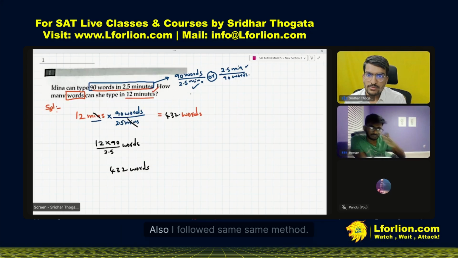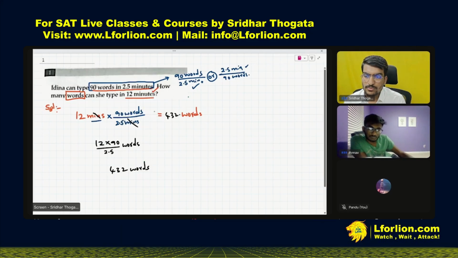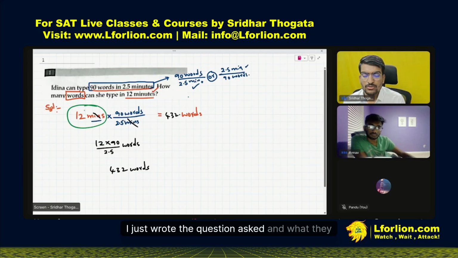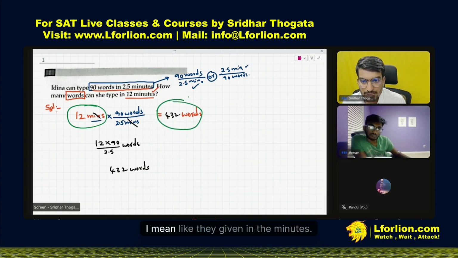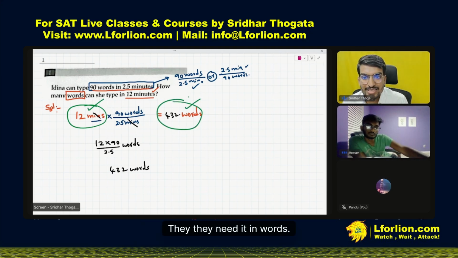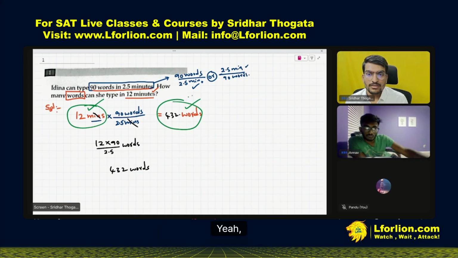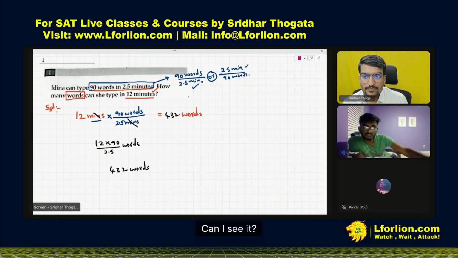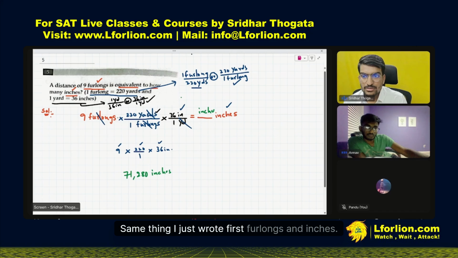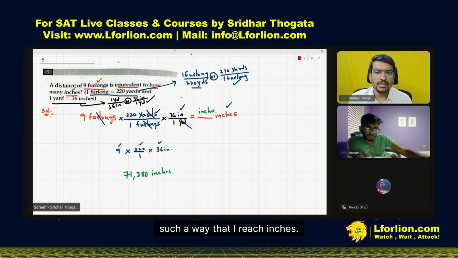I'm following the same method. For the previous question also I followed the same method. I just wrote what the question asked and what they need. I mean, they gave it in minutes, they need it in words. Got it? Same thing here. I just wrote first furlongs and inches. I used the information they gave us in such a way that I reach inches.